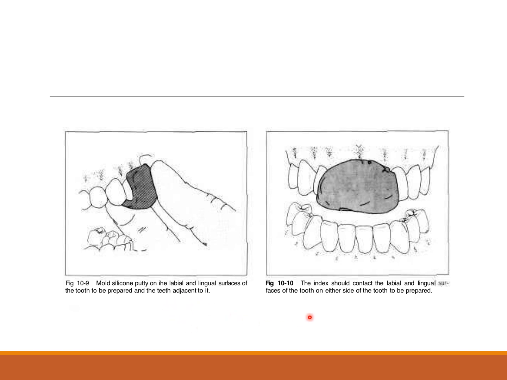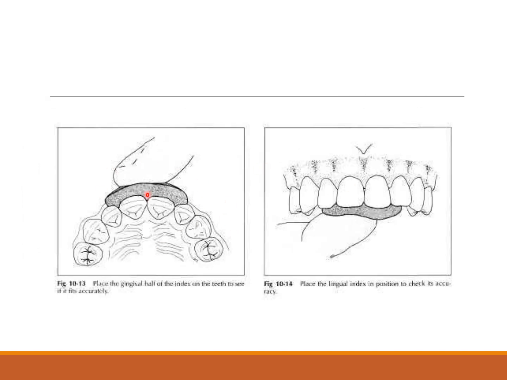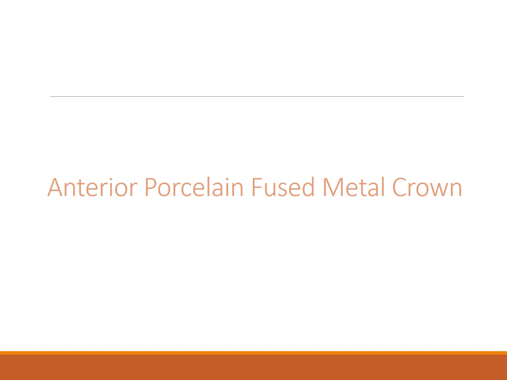Okay, so the index should contact the labial and the lingual surface of the tooth properly, especially the tooth prepared. Then you cut in the middle of the labial and lingual half, and you just cut it. This is how you check the facial surface, and this is how you check the palatal or the lingual surface. Okay, all right, so that's what the putty index is all about, guys. Usually in the department we don't do it, but of course it can be done, guys.